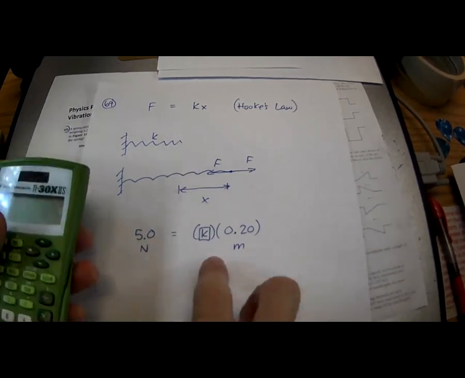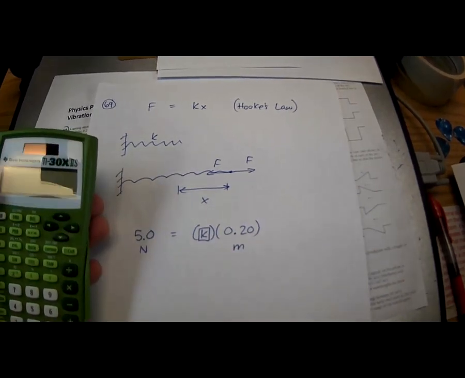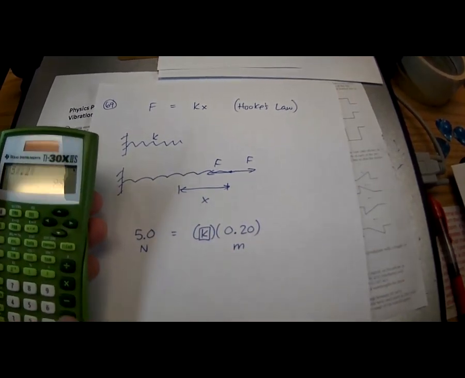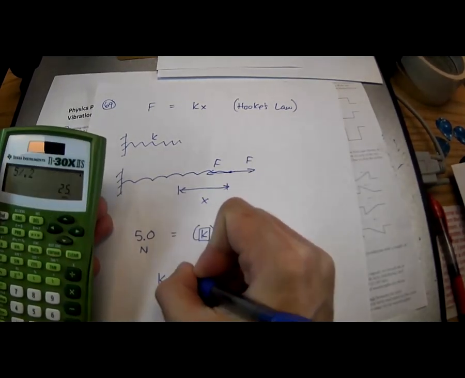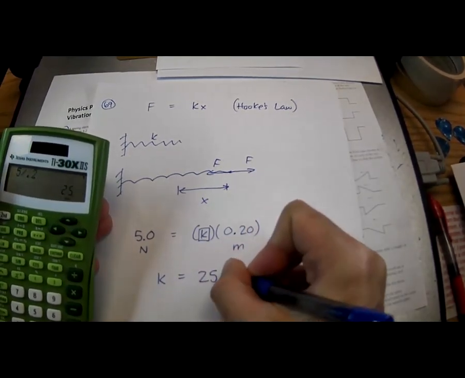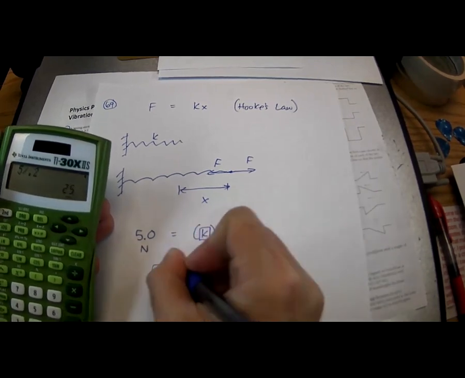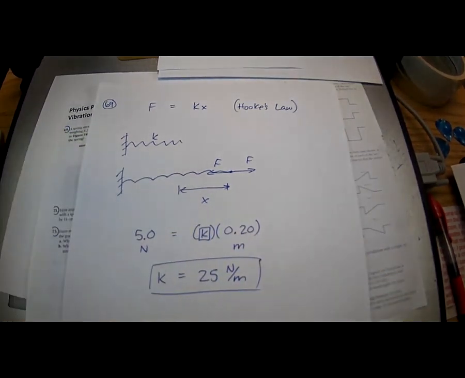So it's just one algebra step, divide by the meters. So 5 over 0.2 in this case. So my spring constant is 25 newtons per meter. That's the stiffness of the spring. So if I had 5 apples hanging from a spring and it stretches 20 centimeters, my spring is that stiff.